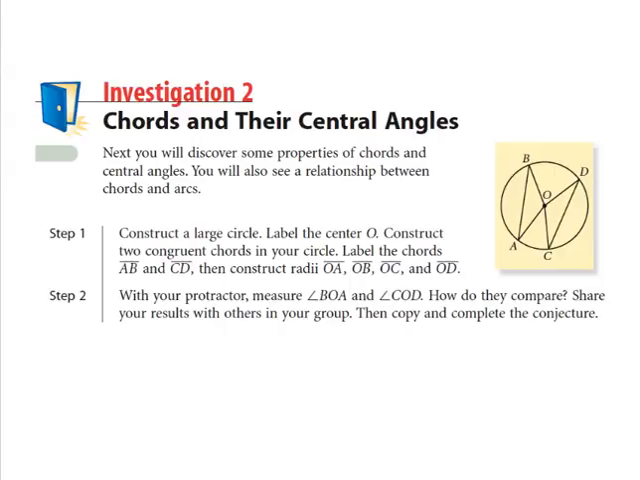Now when you get done with that, you will label those chords A, B, and C, D. Okay, notice how they're labeled here in the diagram. A, B, and then C, D. When you get those labeled, it says construct radii OA, OB, OC, and OD. So basically take the center and connect all of those dots.